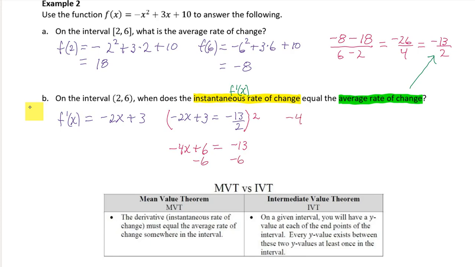I'm going to be left with negative 4x equals negative 19. Divide out the negative 4, you get x equals negative 19 over negative 4, which is just 19. Did I miss a negative in there somewhere? That's just 19 fourths. Okay.